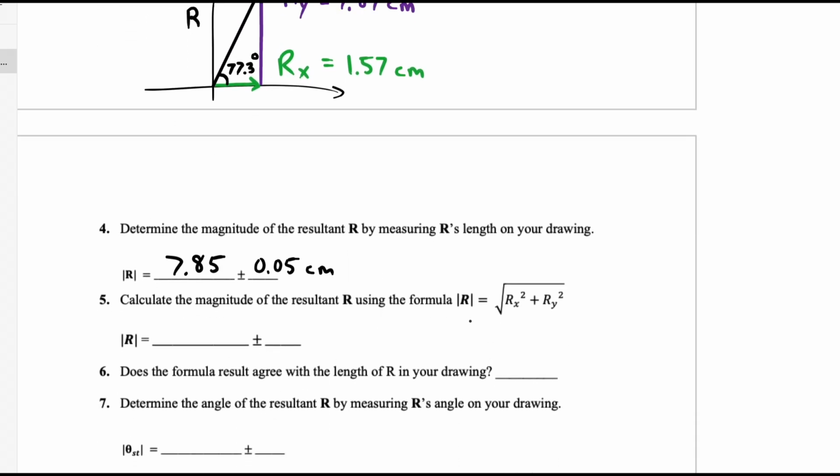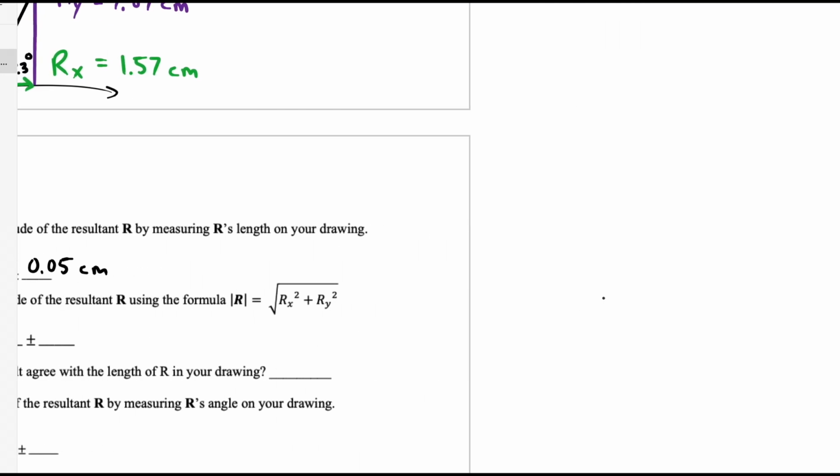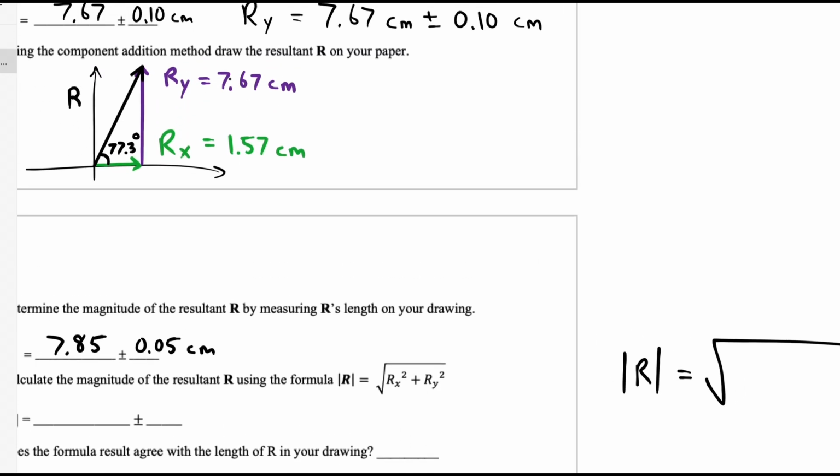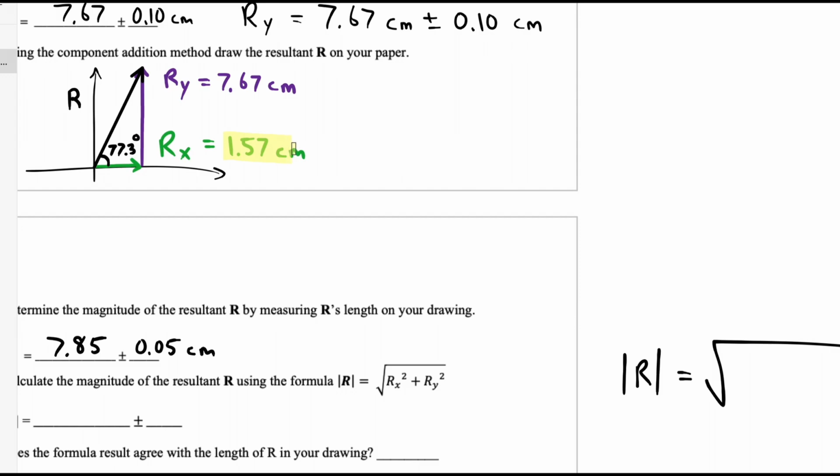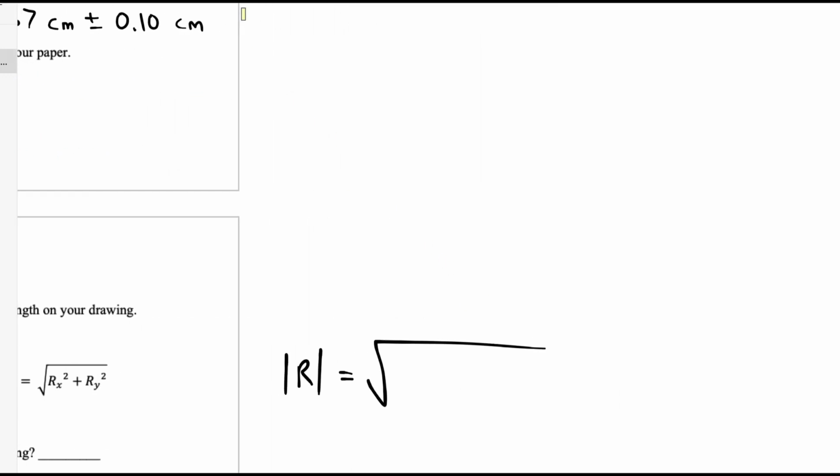They ask us now to find the magnitude of R using the formula, where the magnitude can be found by the square root of the squares of the components, Rx squared plus Ry squared. So let's calculate that on the side here. We have to plug in the components 1.57 and 7.67 that we had found earlier.